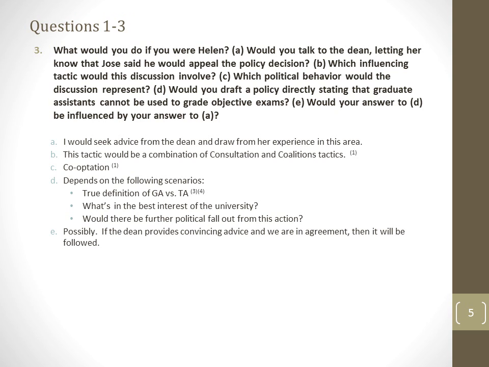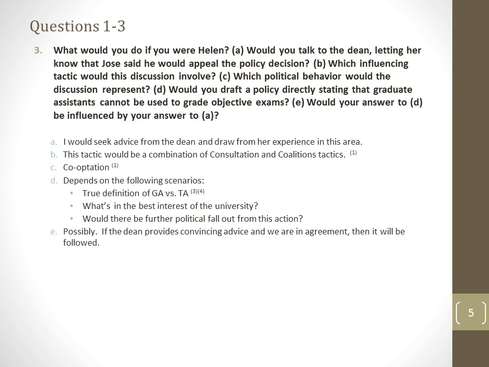Part D, would you draft a policy directly stating that graduate assistants cannot be used to grade objective exams? It really depends on a couple of different things. One is, what is the true definition? It's not very clear in this case whether a graduate assistant is a TA or a GA, even though it's a graduate assistant that's called out, but there's more definition of what it is. In source number 3, which is from Brown University, a TA, as part of their duties, does grade exams instead of the professor.